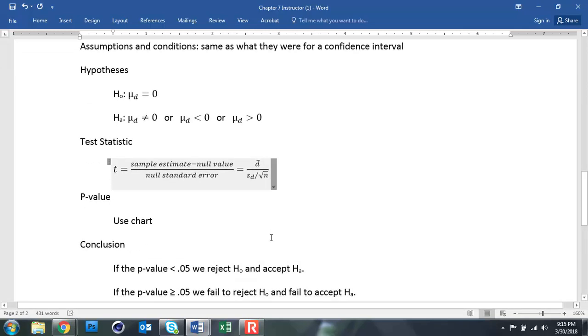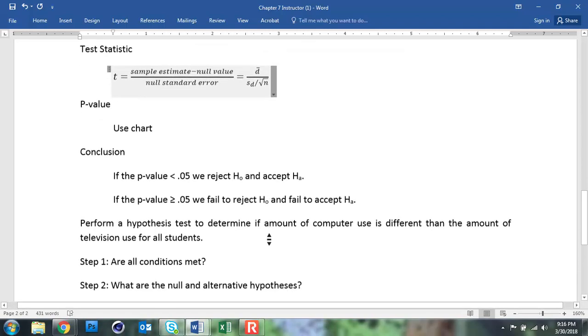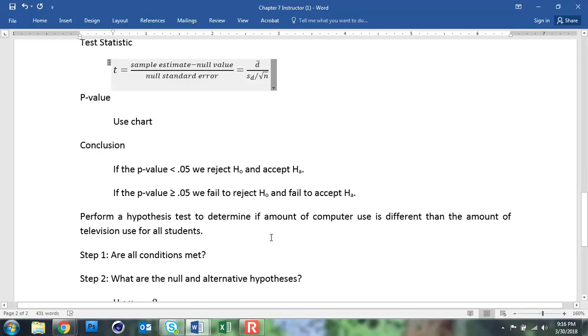P-value. Use our table. Use our chart. Remember, this is essentially a one population mean problem. You have your test statistic. You have your degrees of freedom. Find where those meet, and the table gives us our two-tailed p-value. If you only want one tail, you divide by 2. And then step 5, report your conclusion. If the p-value is less than 0.05, we reject the null and accept the alternative. If the p-value is greater than or equal to 0.05, we fail to reject the null and fail to accept the alternative.